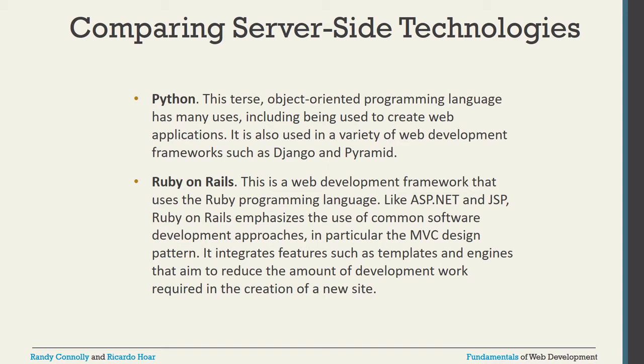Next one is Ruby on Rails. This is again a web development framework, and it uses the Ruby programming language, like ASP.NET and JSP. Ruby on Rails is again a common software development approach, and in particular it supports the MVC design pattern, and it integrates features such as template engines. When they have certain templates, with the help of those templates, and in Ruby on Rails we have one more concept, the engines. In this way we can build web programs based upon Ruby on Rails.